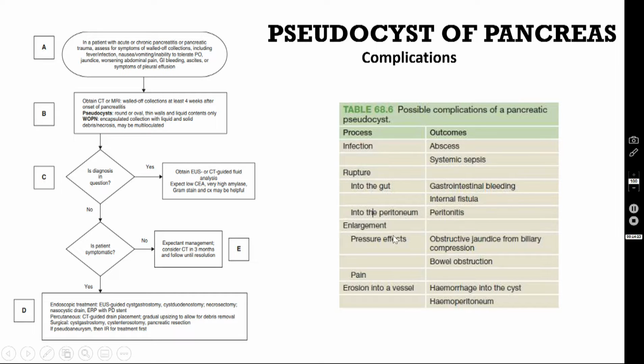Because of the mass effect, this will produce pressure effects. If it is obstructing the biliary tract, the patient will go for obstructive jaundice. If it is compressing the bowel, the patient may go for bowel obstruction, and gastric outlet obstruction is more common. It can also produce pain, especially if it gets infected. Erosion into the nearby blood vessels will produce hemorrhage into the cyst and sometimes hemoperitoneum.